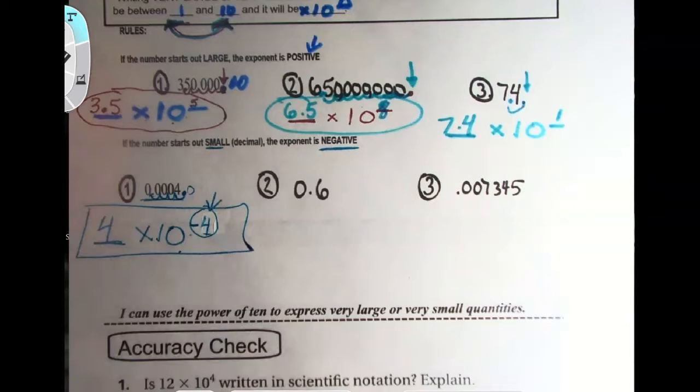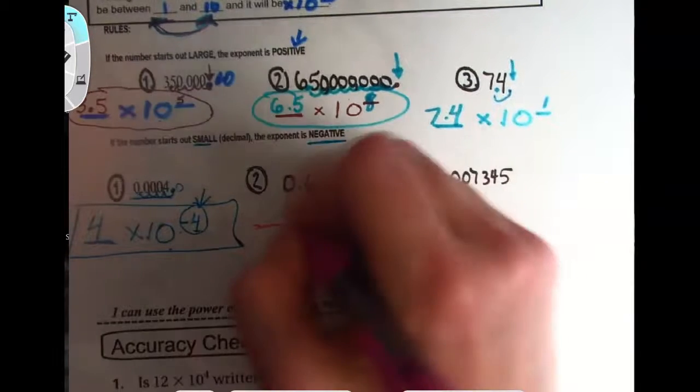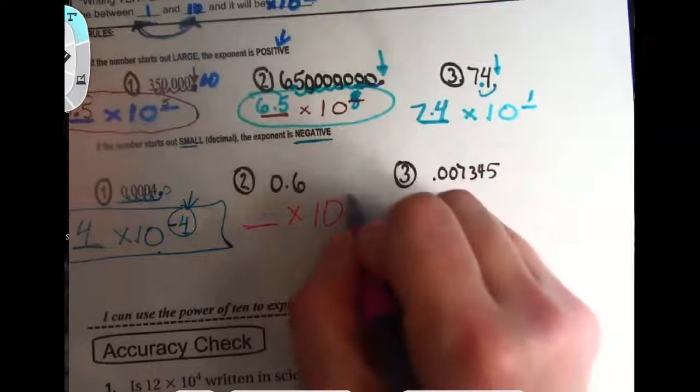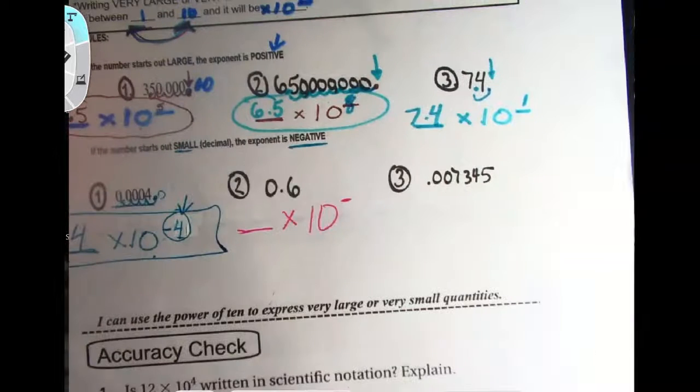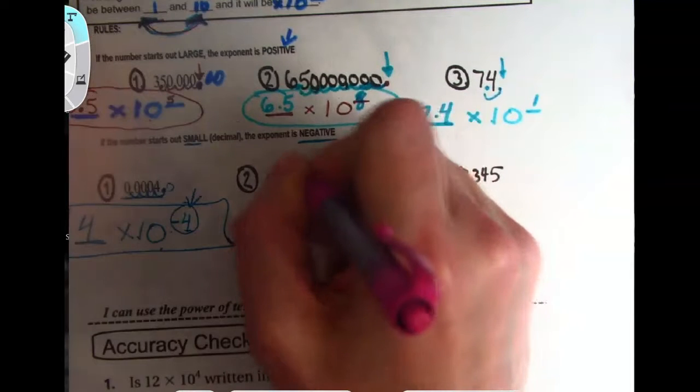Let's look at number 2. Again, we know we have something times 10 to some negative power. So I'm going to put the negative there. I know it's a negative because this number is smaller than 1. When you start with a small number, it's a negative exponent. When you start with a big number, it's positive.